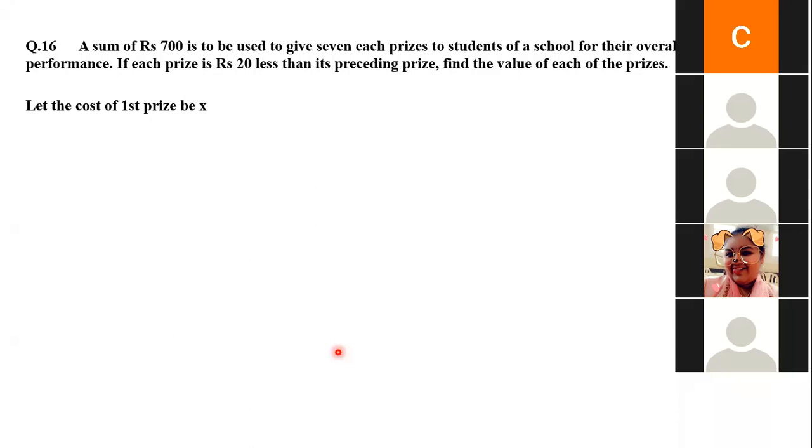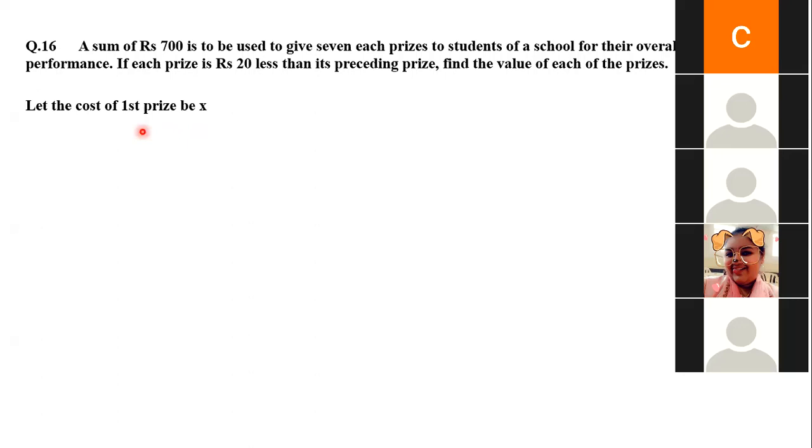So we don't know what the prize value is. The sum they gave is 700, and each prize is 20 less than the preceding one. If the first prize is 100, the second prize is 80, the third prize is 60, the fourth prize is 40, then 20, like that. So we don't know the first prize, right? So we'll assume the first prize to be x. If the first prize is x, what is the second prize?